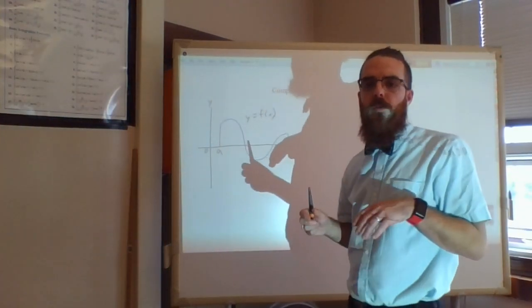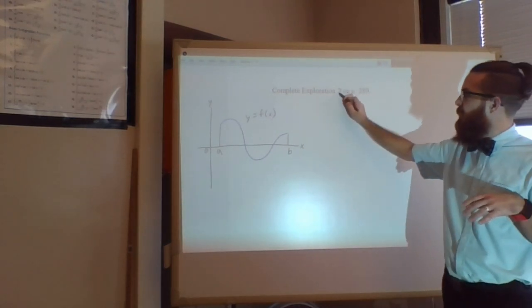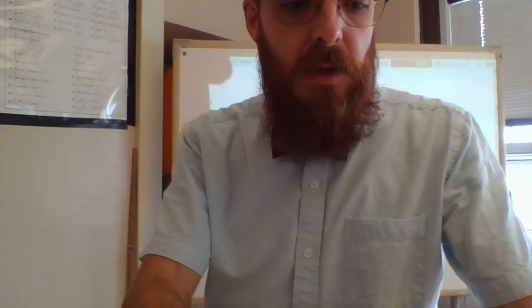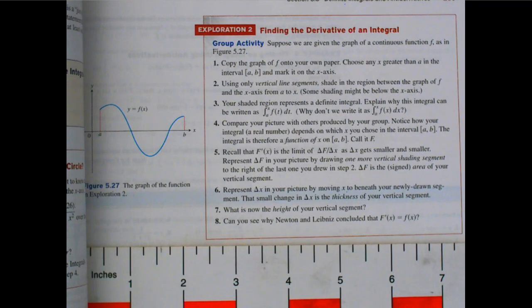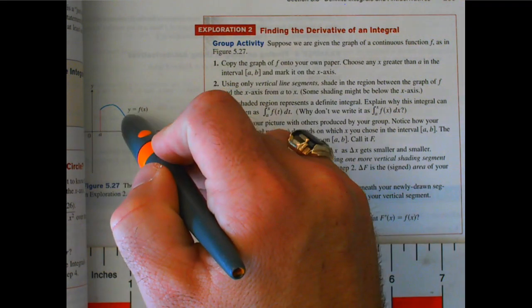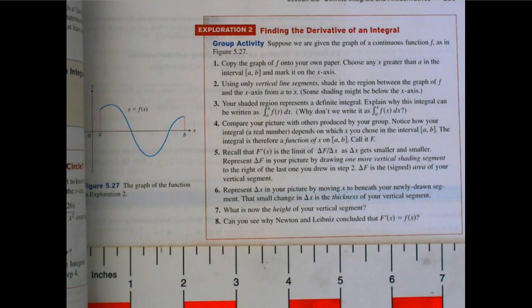Now we're going to move into the book. It's Exploration 2 on page 289. So open up to page 289 just so that you can follow along here. And this is the activity that we want to do. It looks very confusing, but note that number 1 is just copy the graph onto your paper and choose any x greater than a in the interval a to b and mark it on the x-axis. So copy over the function, this right here, and mark an x on the x-axis.